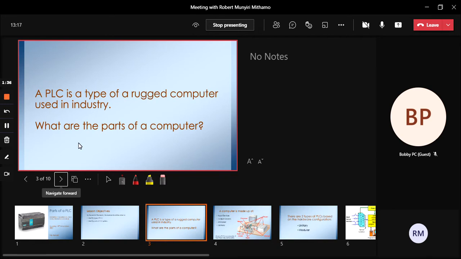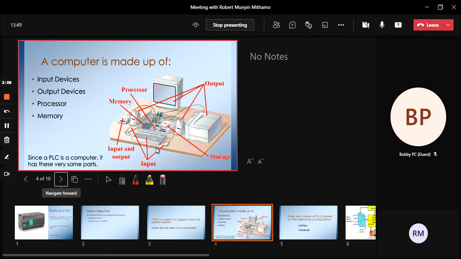You can note that in industry there is a lot. Industry is a hostile environment. We have dust, we have moisture, we have a lot of environmental factors. Also not forgetting that we have aspects like mechanical damage. Someone might be throwing a hammer around. So you need a computer which is not sensitive, which is a bit hardy. That's why we say it's a rugged computer.